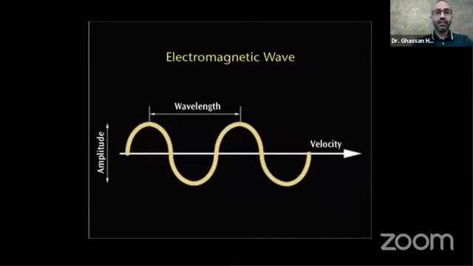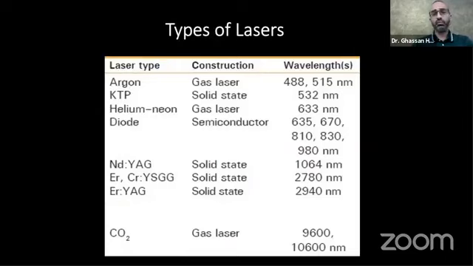We can say that for lasers, we have wavelength and power. Wavelength is the distance between the peak of one wave and the next. We have many types of lasers. We can classify the lasers according to the material inside the box.